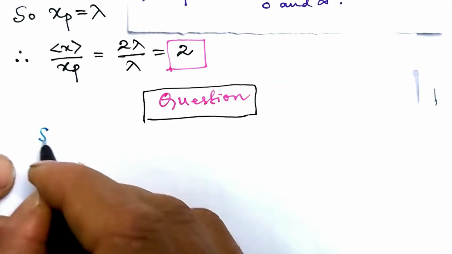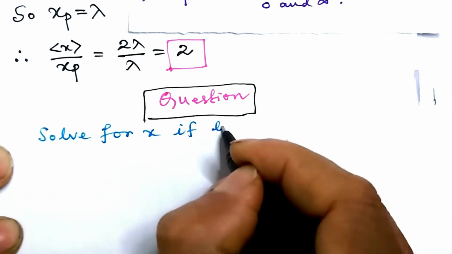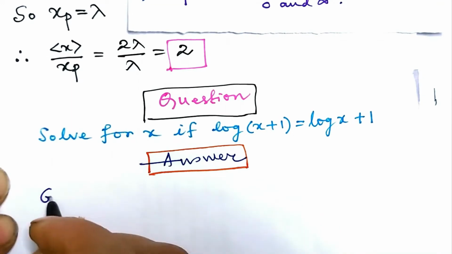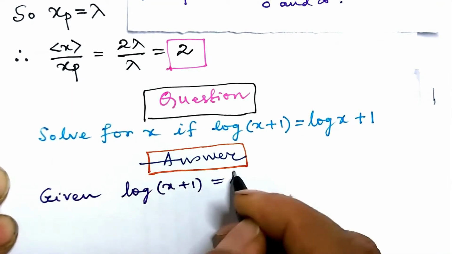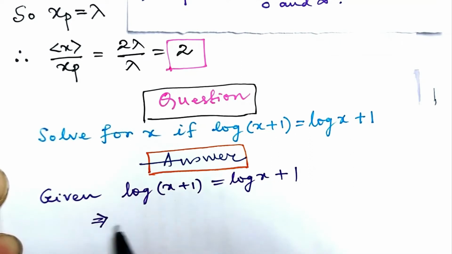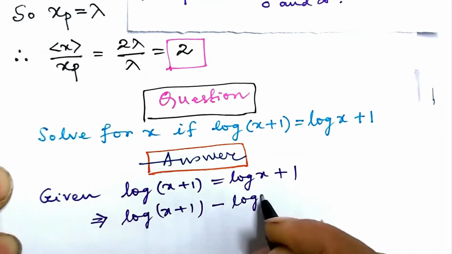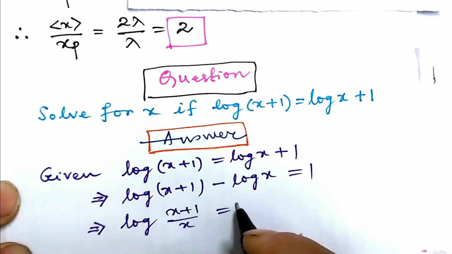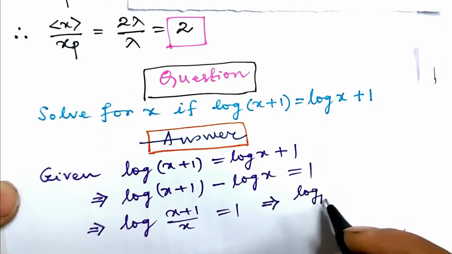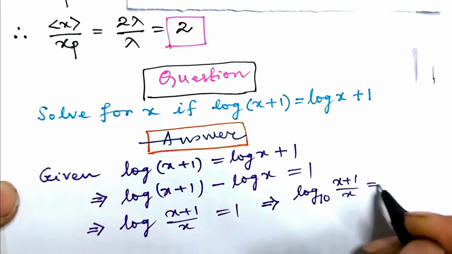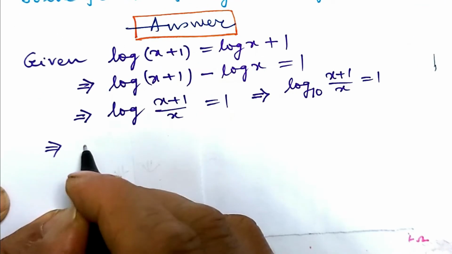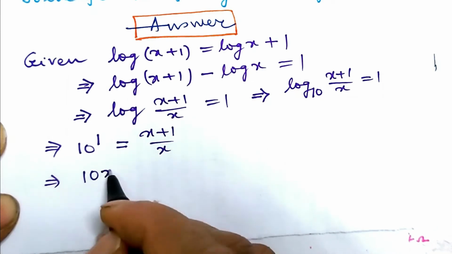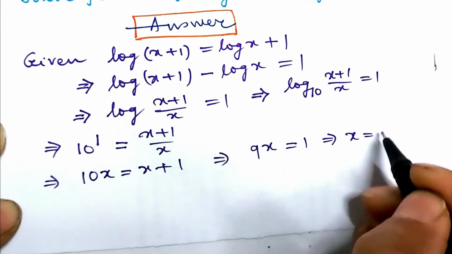Next question. Solve for x if log of x plus 1 equal to log x plus 1. The answer. Given log x plus 1 equal to log x plus 1. Let us bring log x to the left side. This gives log of x plus 1 by x equal to 1, or log to the base 10 x plus 1 by x equal to 1. This means 10 to the power 1 is x plus 1 by x. This implies 10x equal to x plus 1, so x is 1 by 9.